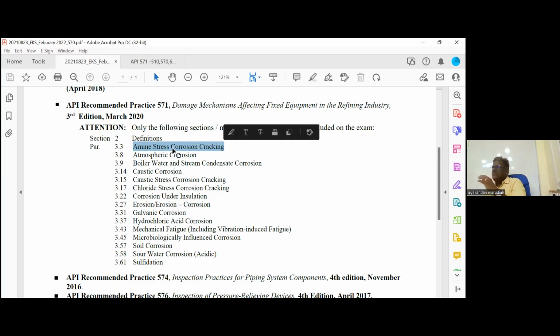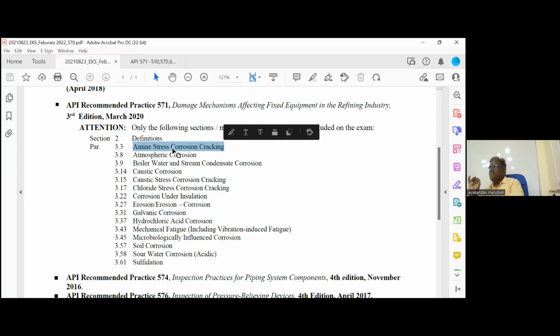So now you should have a basic idea of the NDT. For example, I will ask some simple questions. PT, what type of defect will PT detect? Not surface. Defects open to surface. If it is surface-closed, PT will not detect. Defects open to surface in non-porous material. The material should be non-porous.